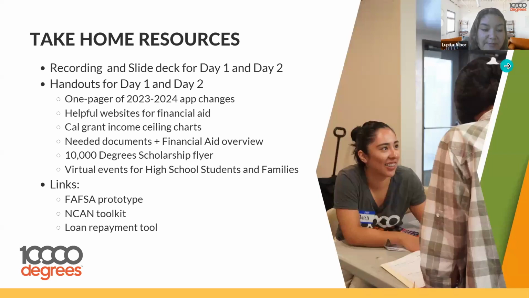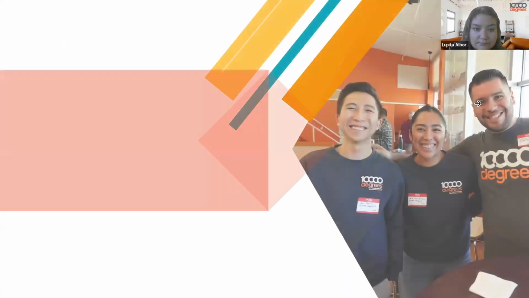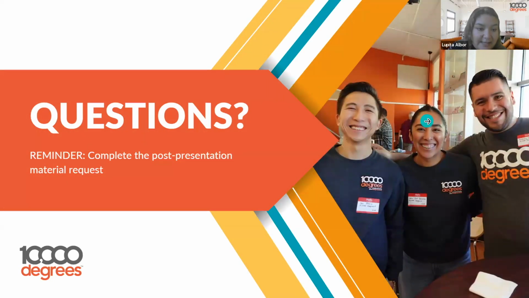And then we also will be providing the 10,000 Degrees scholarship flyer, and virtual events for our high school students and families. And we'll be sending over links with the FAFSA prototype, the NCAN toolkit, and loan repayment tools. So if you haven't done so, please make sure to do the check-in so that you're able to receive that. Alrighty, so just a reminder to complete your post-presentation material request so that you're able to receive all of the resources. And we'll go ahead and open it up to questions.